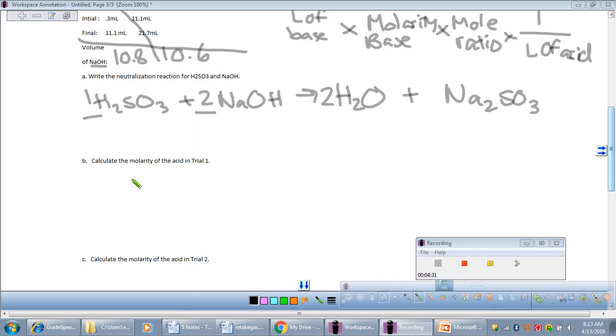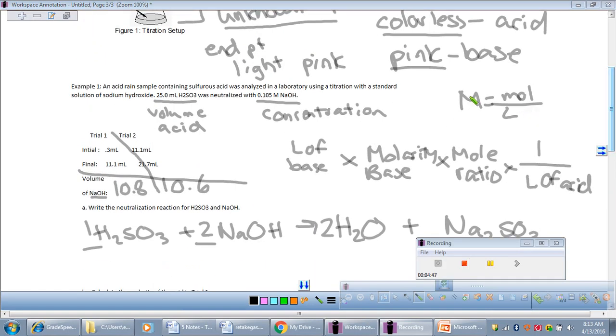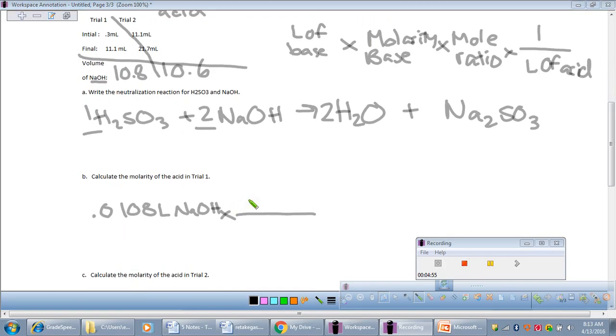So let's start with our first trial. 10.8 milliliters, remember we need to put it in liters of base, so I'm going to convert that to liters. Then my first step is to multiply by molarity. Remember, your molarity is going to be given to you because that needs to be known to figure out the molarity of the acid. 0.105 molar. Well, we're going to rewrite that as 0.105 moles of NaOH over 1 liter. So now we have moles of NaOH, we need to do our mole ratio.